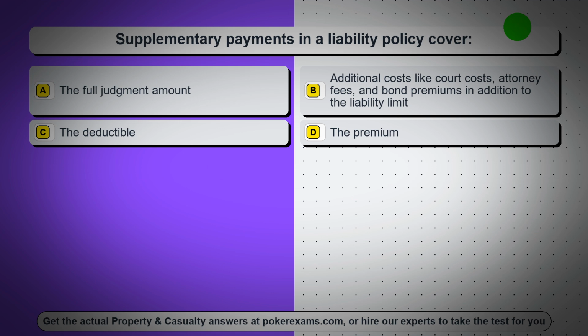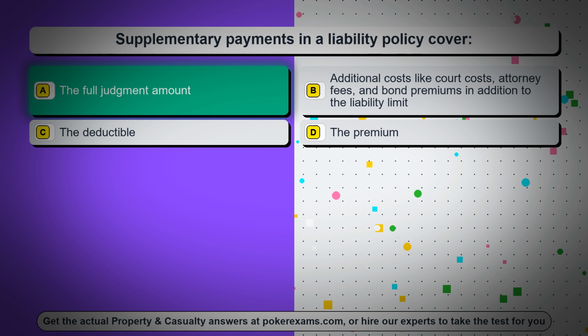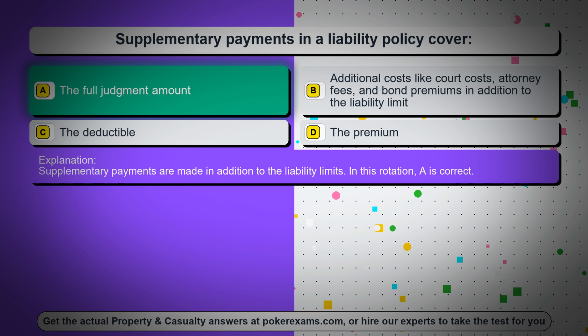Question 62. Supplementary payments in a liability policy cover: Option A, the full judgment amount. Option B, additional costs like court costs, attorney fees, and bond premiums in addition to the liability limit. Option C, the deductible. Option D, the premium. The correct answer is option A, the full judgment amount. Supplementary payments are made in addition to the liability limits. In this rotation, A is correct.